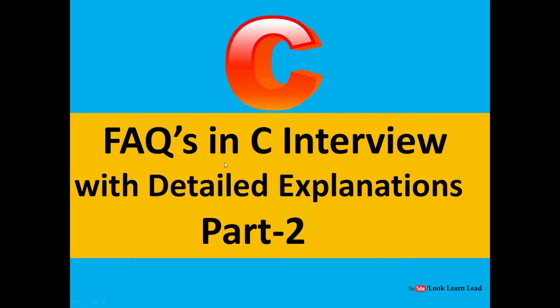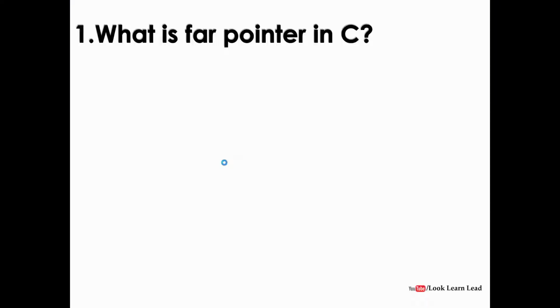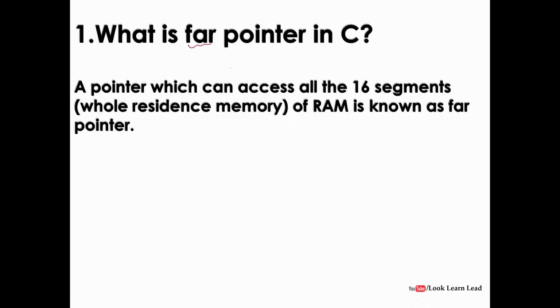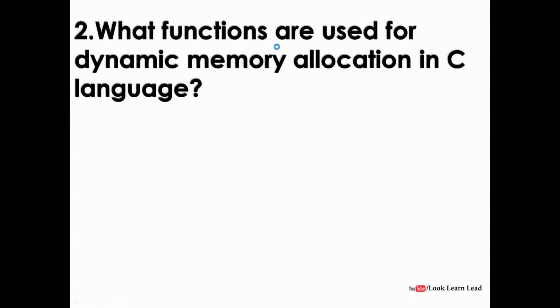Okay, let's move on to the questions. The first question is, what is a far pointer? The far pointer is a pointer which can access all 16 segments of the RAM, that is, the whole residence memory. A pointer which can access all the segments of the RAM is known as a far pointer. You have to remember this in C. Okay, let's move on to the next question.